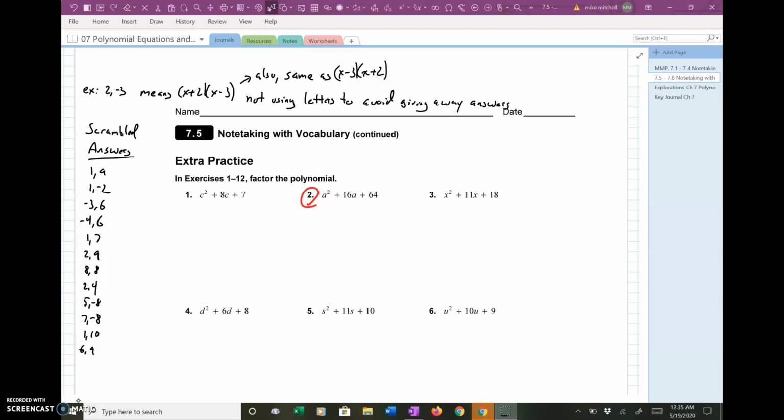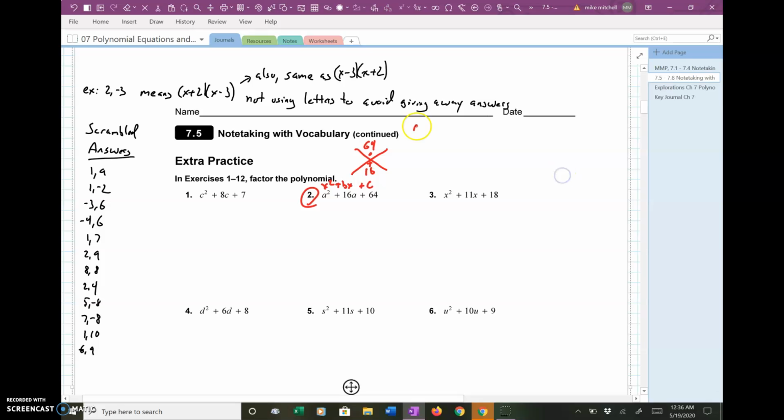Pay attention to this. I didn't write out the answers, so 2 comma negative 3 means I get x plus 2, x minus 3, which would be the same as x minus 3, x plus 2. I'm not using the letters in the answers because it's too much of a dead giveaway what the answers are. So number 2 here, I need to multiply to 64. That's my C term. When I think x squared plus bx plus c, c is 64, b is 16, I need to sum to 16. So I need to find 2 numbers that multiply to 64, sum to 16.